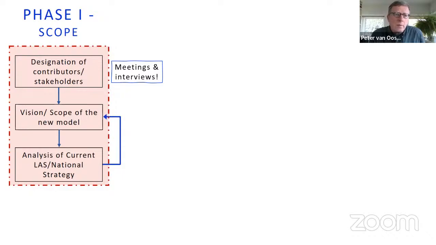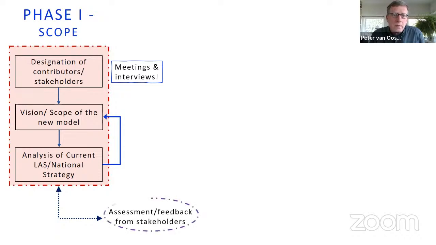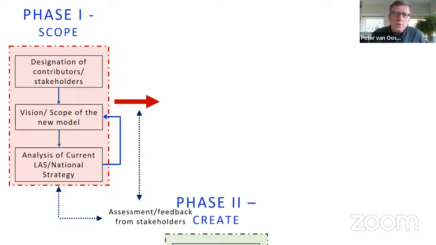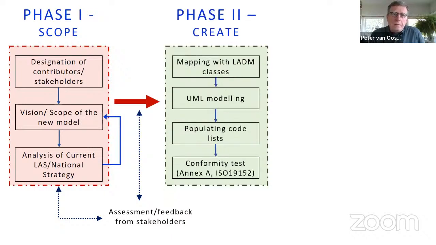And there is some feedback loop. If there is a different vision than what's actually in the current system, okay, then there is a need for improvements. And this is then discussed with the stakeholders. Then based on this scoping information and vision, you could say the actual first country profile is created.